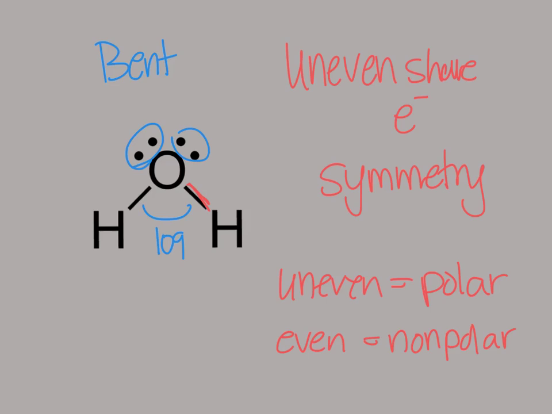In this water molecule, we have a symmetry this way, but if you look this way, we do not have an even distribution of electrons. So this water molecule is polar. That's one way to determine if a molecule is polar or nonpolar: simply looking at the Lewis structure.